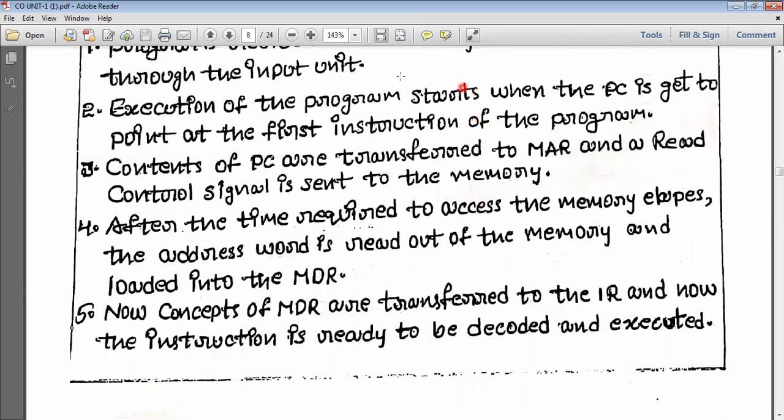If you concentrate carefully on this, then you will write in your own words. No need to learn this by heart. If you understand the concept, then you will write. That is very easy to learn the subject.